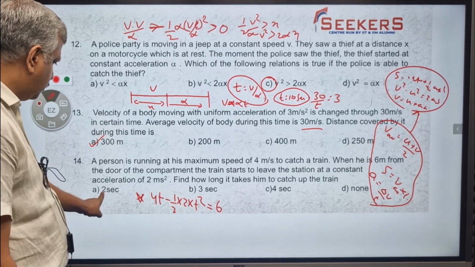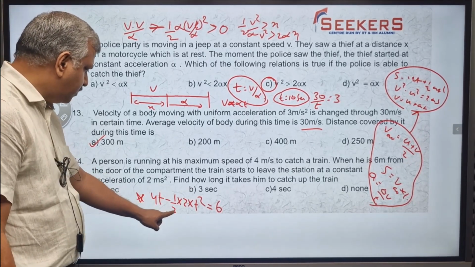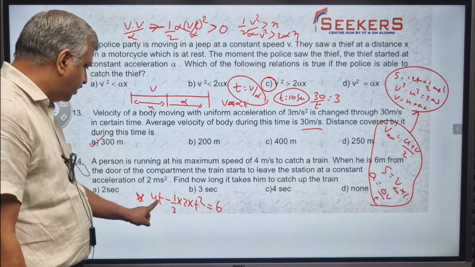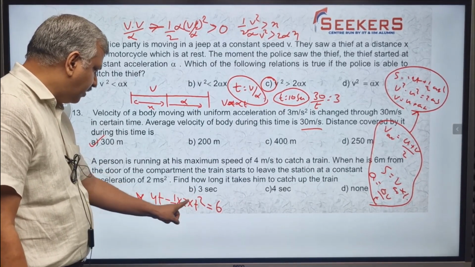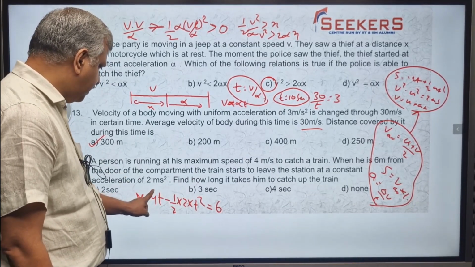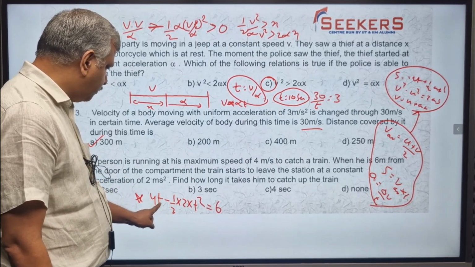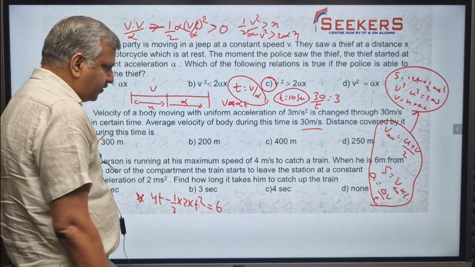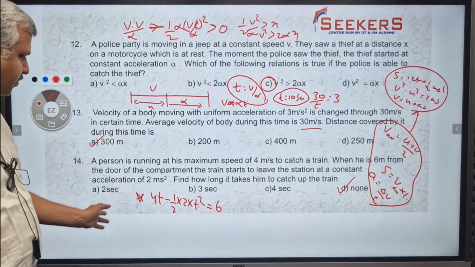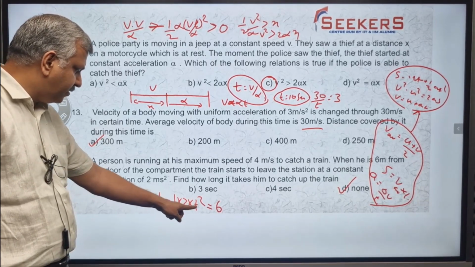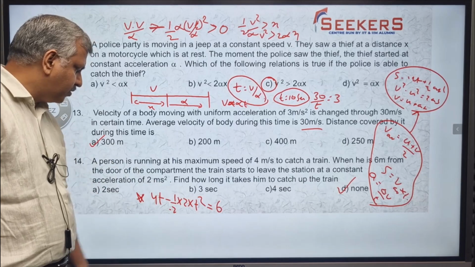So let me substitute 2 here. 8 minus 4 is 4, not working. 3, if I substitute, 4 into 3 is 12. This is 9. 12 minus 9 is 3, not 6, not working. 4 seconds, if I put, this is 16. This is 4 into 4 is 16. So it doesn't work out. None of these is the correct answer. So none of these options work out. When I substitute 2, this is 8 here. This is 4 here. 8 minus 4 is not equal to 6.